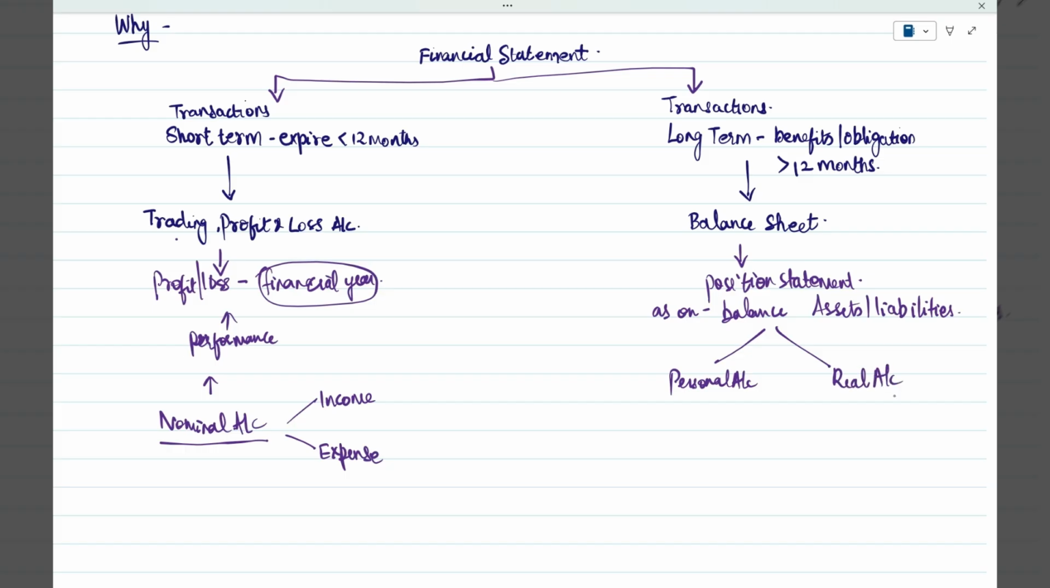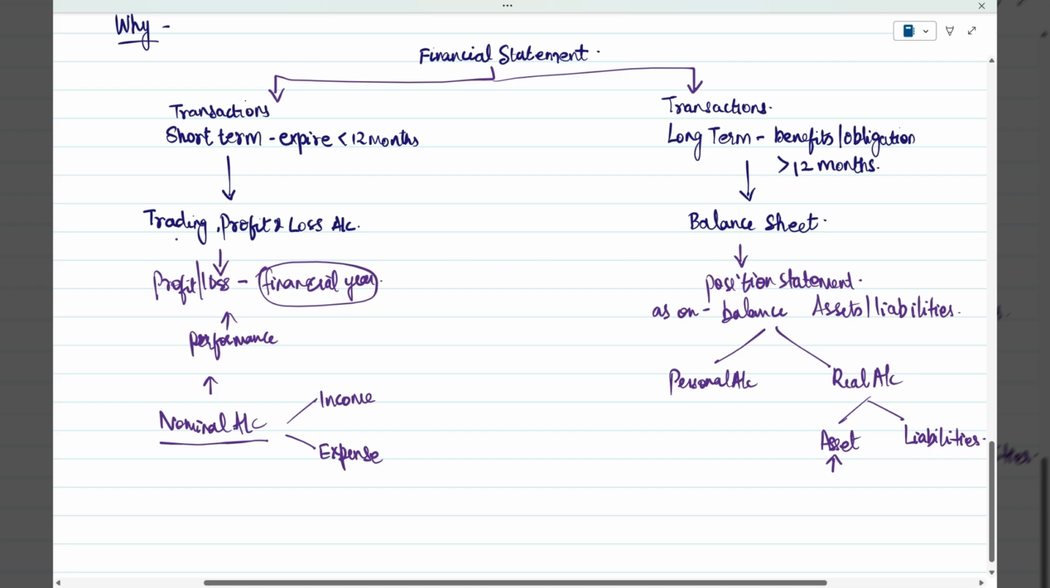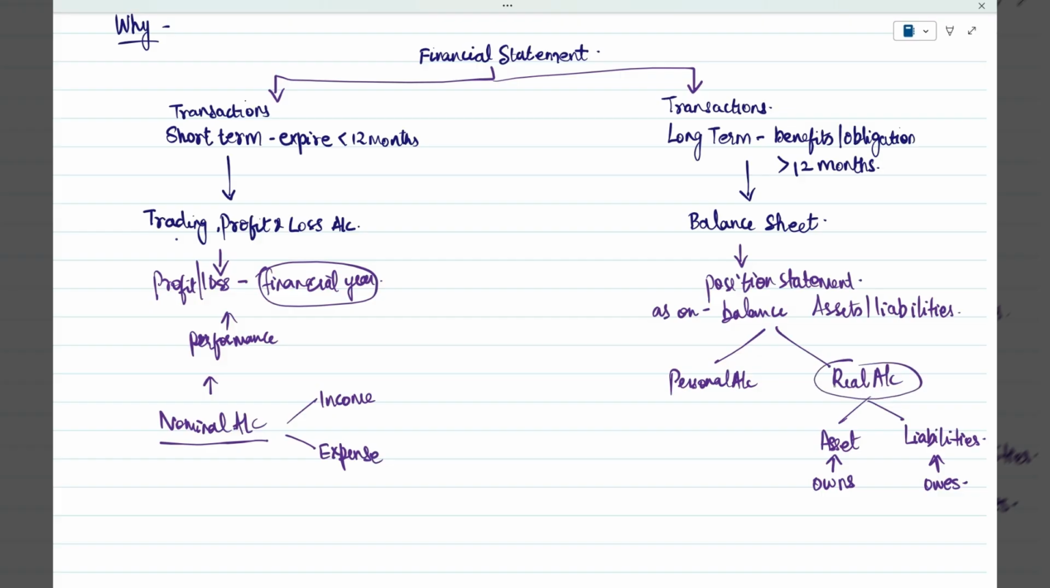So, what are these real accounts? Anything with respect to assets or liabilities is called a real account. Okay, so what is an asset? Anything that the company owns is an asset. Whereas what is a liability? Anything the company owes is a liability, right? So assets and liabilities are categorized as real accounts.